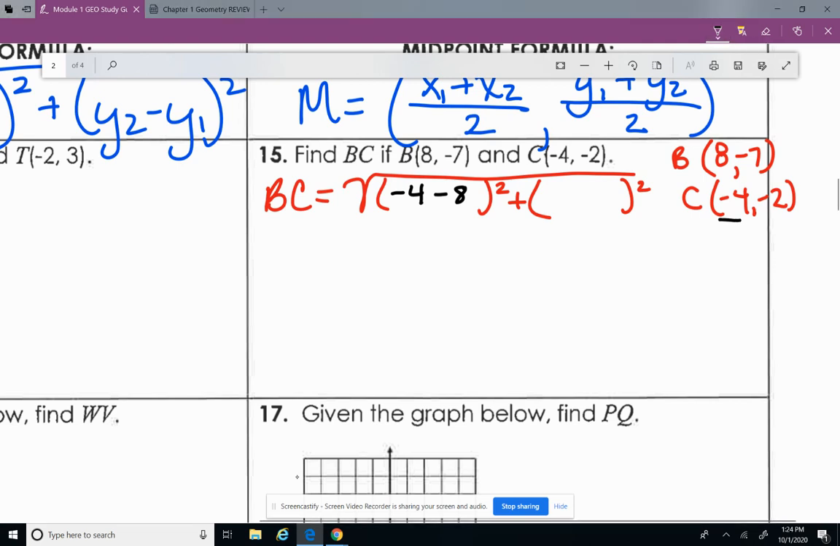And since I started on the bottom one for my x's, I have to start on the bottom one for my y's. So that's going to be -2 minus -7. You know, a minus and a negative makes that a positive. Okay, so that kind of helped me. Writing them vertically like that is a lot more helpful than the way they have them written, which is horizontally.